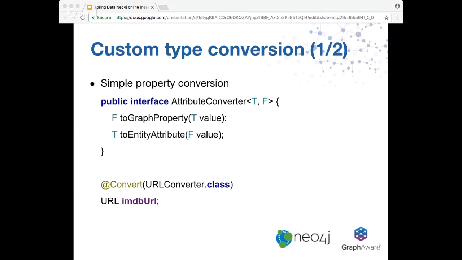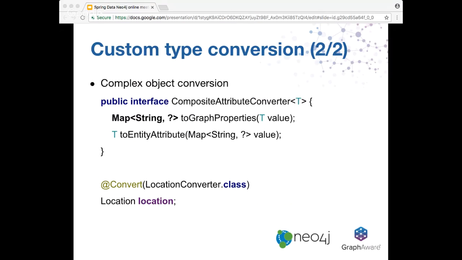And for cases where your value object would translate into multiple properties, in this case, we have a location which would have longitude and latitude fields. So it's like two double fields. And you want to translate this into two properties instead of just one property, so you are able to query it later.